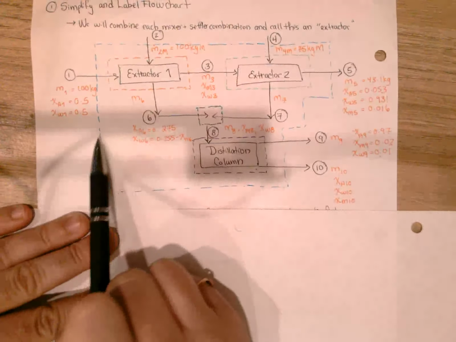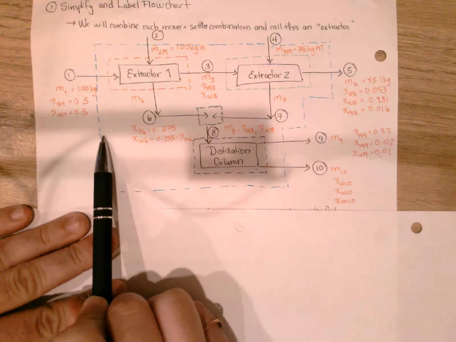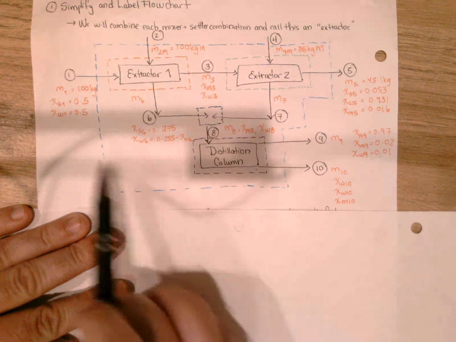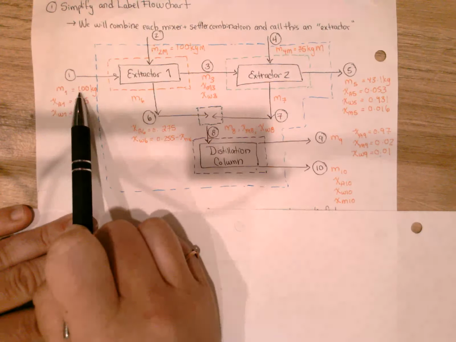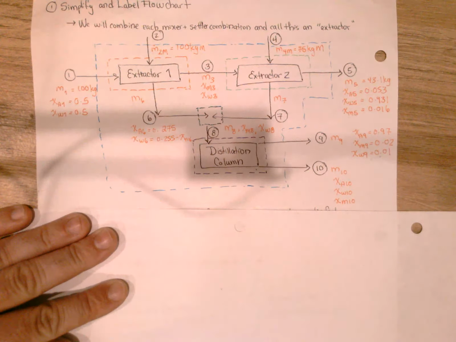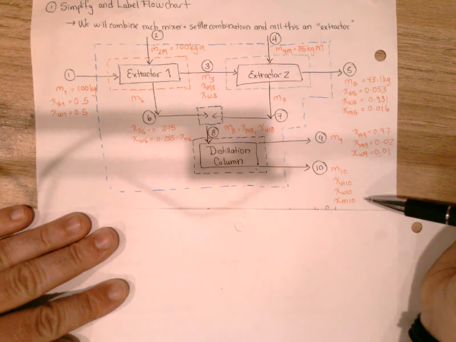So what I've done is I've copied over all of the numbers from the previous side of this paper that you're given in the problem statement, and I've numbered all my streams. So I've gone pretty much clockwise and then down. So what I've done is I've labeled all the streams.